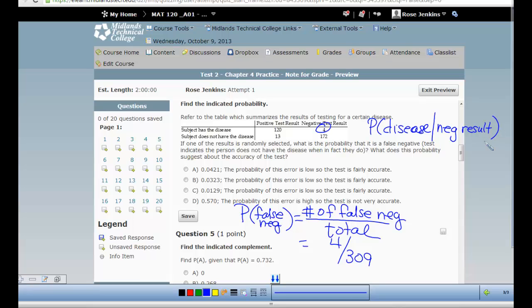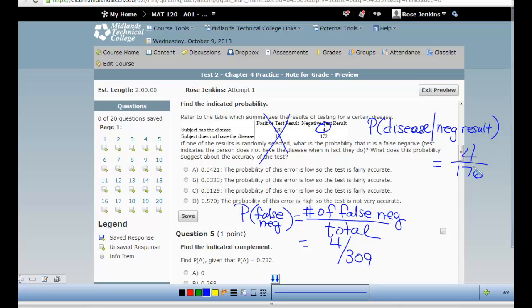Okay, then in that case, I would ignore all positive test results because we're given that the person got a negative result, and then the total now becomes 176. That's my bottom number. That's the total of negative results, and then we were interested in those that actually had the disease, so it's 4 over 176. Very good question. Okay, probability of disease given negative result will be 4 over 176. Oh, thank you.